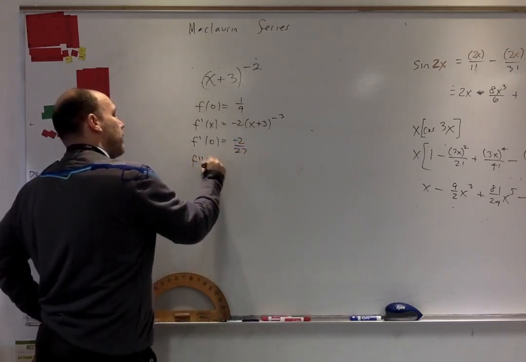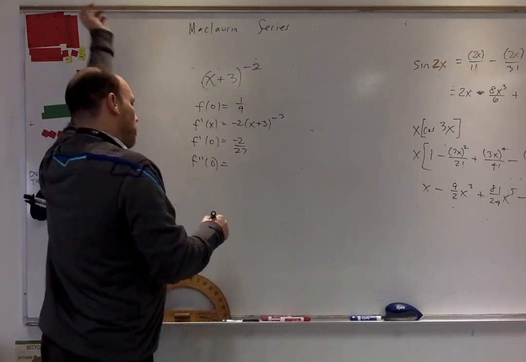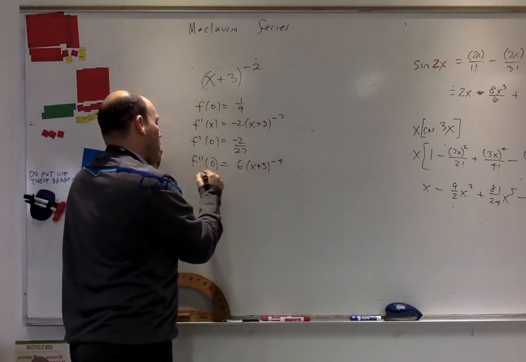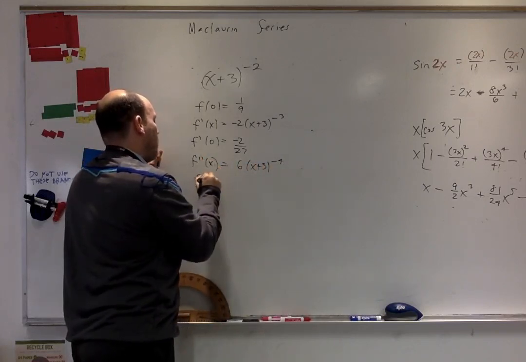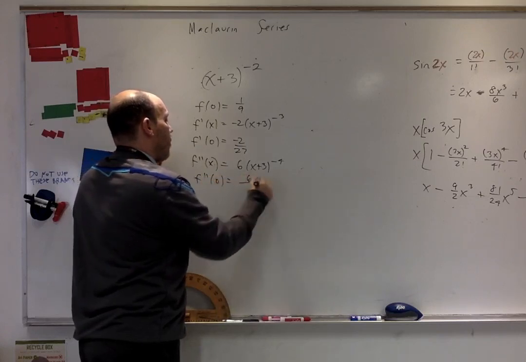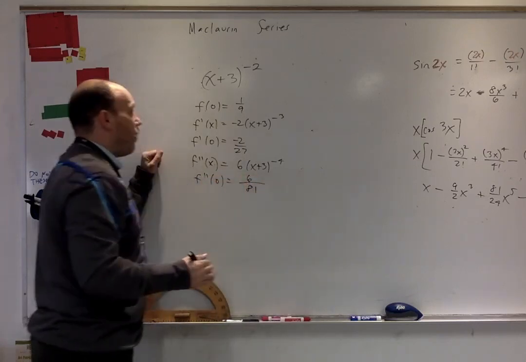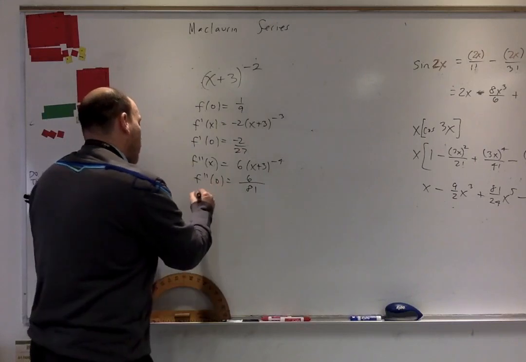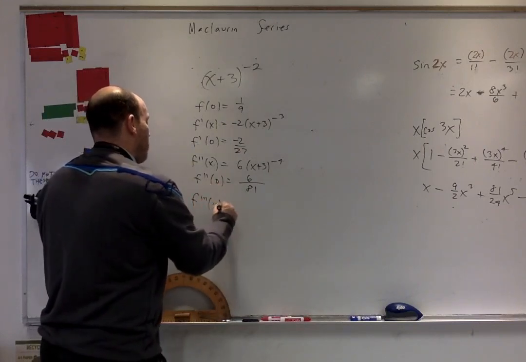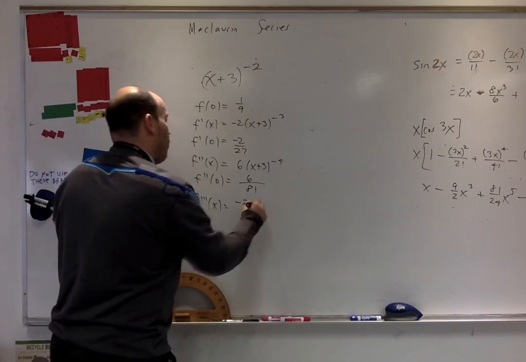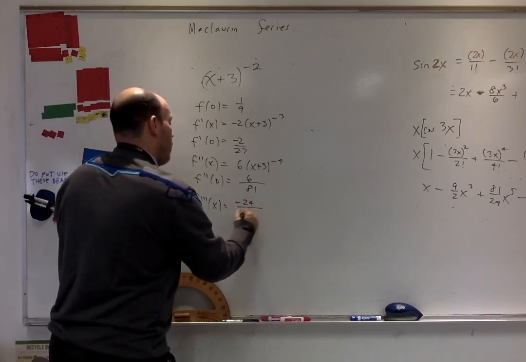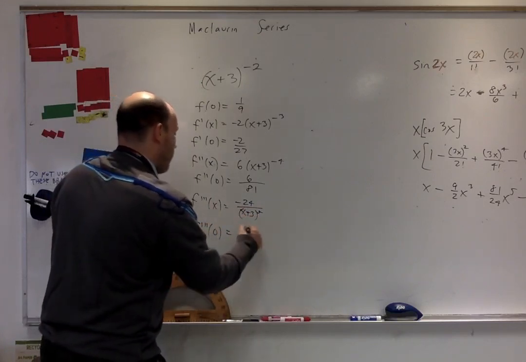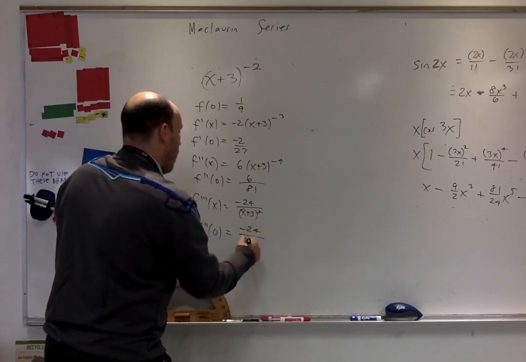What's the second derivative? Let's see, we have 6 times x plus 3 to the negative 4th. That's f double prime of x. So what is f double prime of 0? Well, that's 6 over 81. And we can actually expand this out infinitely. Let's go to the next term. What's the third derivative of f? Well, that's negative 24 over x plus 3 to the 5th. So what's f triple prime of 0? Well, that's negative 24 divided by 243.